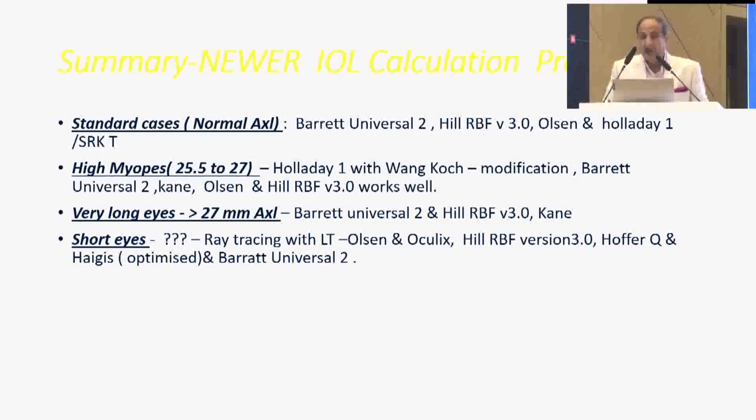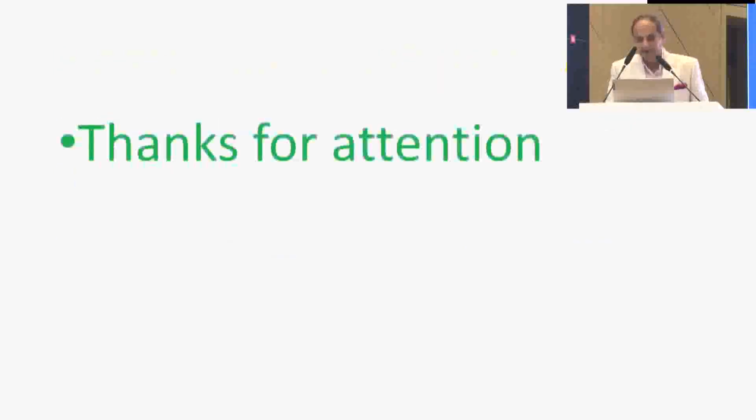For very long eyes, which is more than 27 millimeters, Barrett Universal 2, Hill RBF version 3.0 and Kane work very well. And for short eyes, again not very, very accurate, but the ray tracing with ILT and the Olsen and Oculix formula are going to work well. Again, Hill RBF version 3.0, Hoffer Q, Haigis optimized and the Barrett Universal 2 can be used for short eyes. Thank you very much.